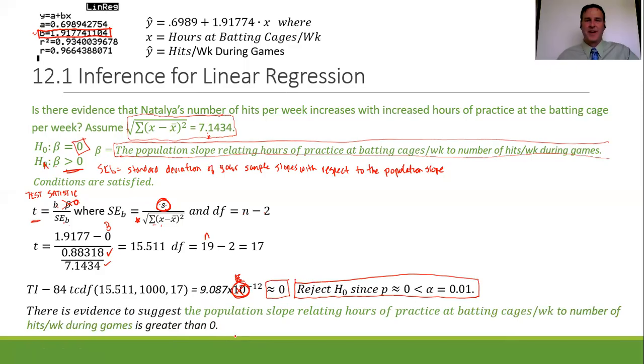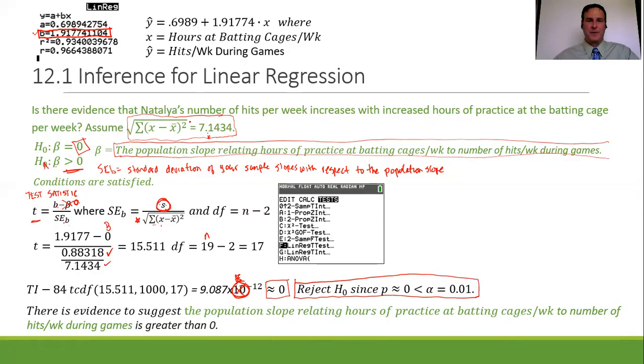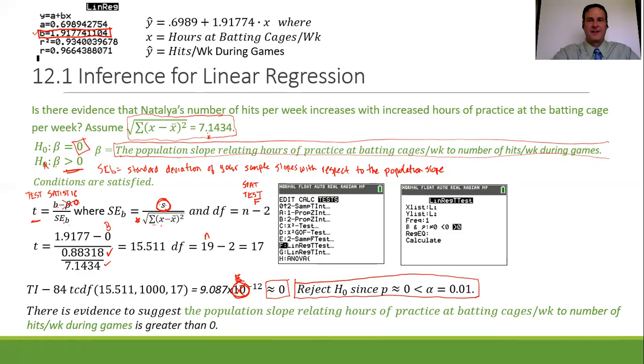Now, with every problem I provide, people will ask, isn't there a graphing calculator way to make this go pretty smooth? And there is. Let me show you really quick. Go to stats, then scroll over to tests, and instead of going down, go up. It's F here. It's LinRegTTest. If you want to copy that command down, it's TI-84 LinRegTTest.